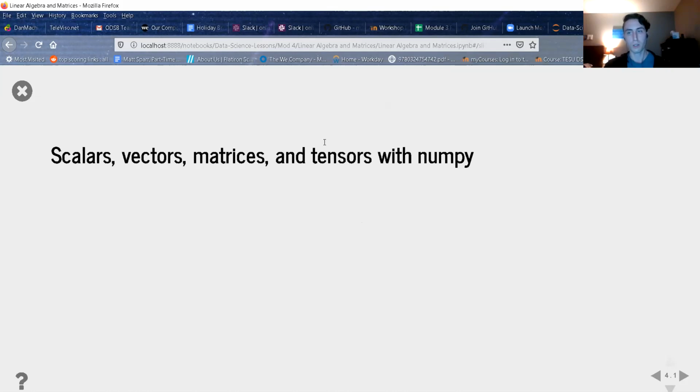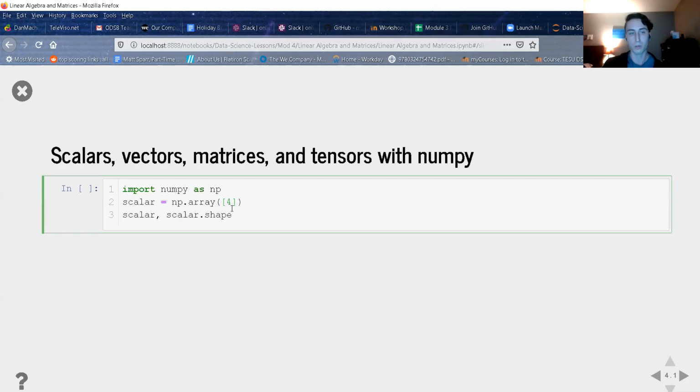All right, so now we're going to dive into some Python, creating scalars, vectors, and matrices. We're actually not going to do tensors right now. That kind of comes a little bit later on. So we're just going to do those first three here. So you just need NumPy like usual.